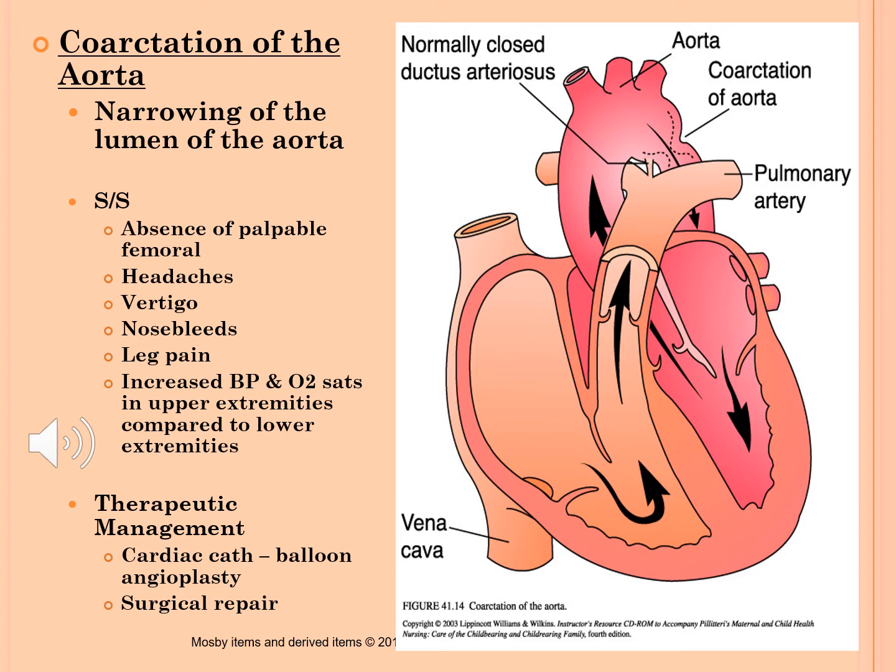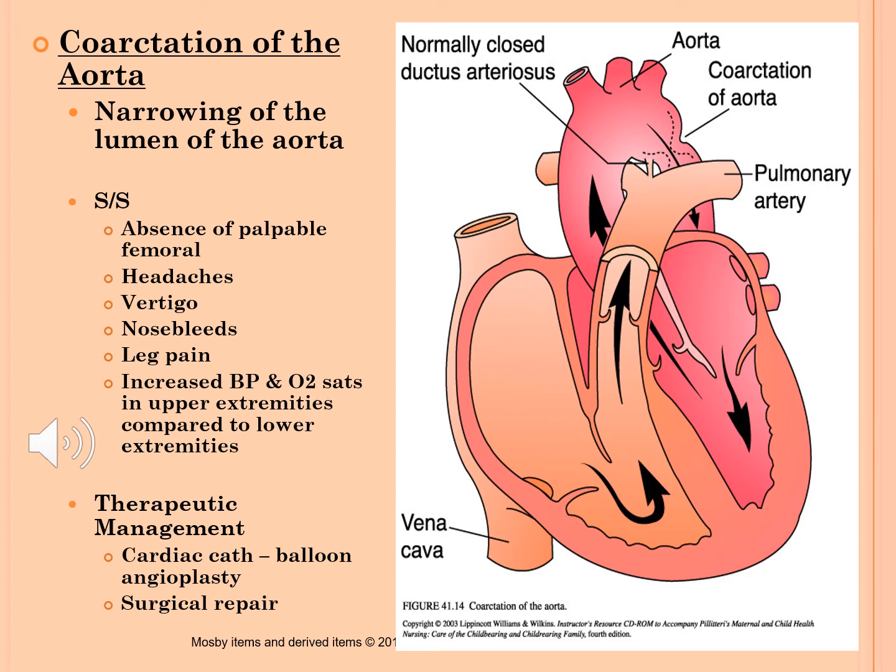Management-wise, correction can be done either by a cardiac cath and doing a balloon angioplasty, basically opening up that stenosed area, or in some cases they may need to do a surgical repair, and usually what they'll do is resect that area of narrowed tissue and reanastomose the ends together once they've taken out that narrowed area.